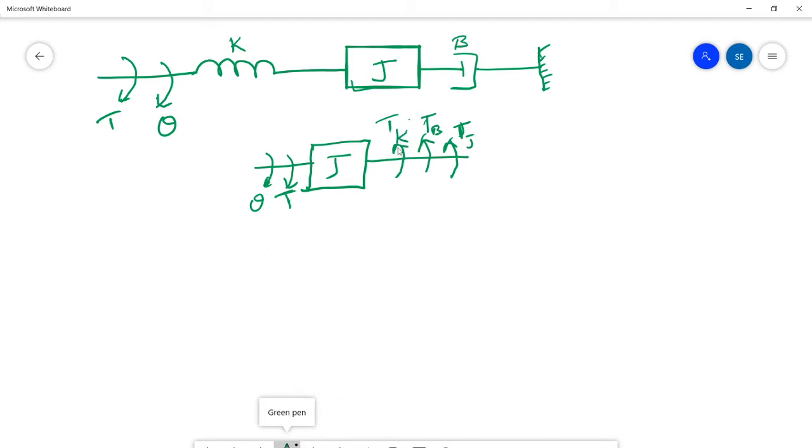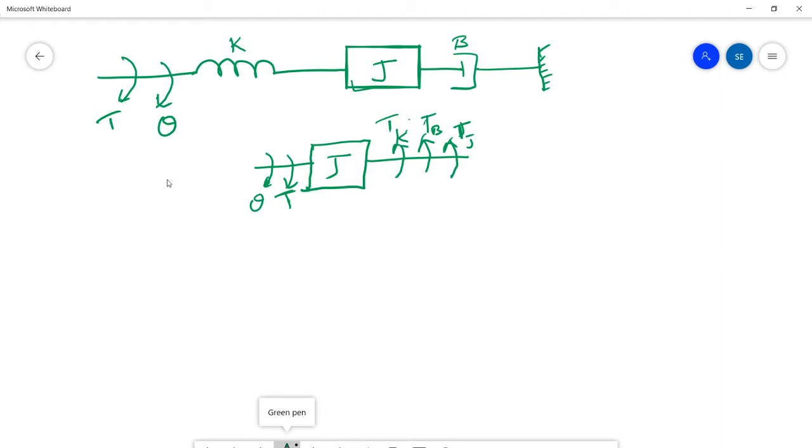Tk, right? So what are the reaction torques that are Tk, Tb and Tj? That is spring, dashpot and inertia of mass, right? So we have to represent all these torques in terms of angular displacement. In a translatory system, we represent them in terms of translatory displacement. Here we have to represent them in angular displacement.